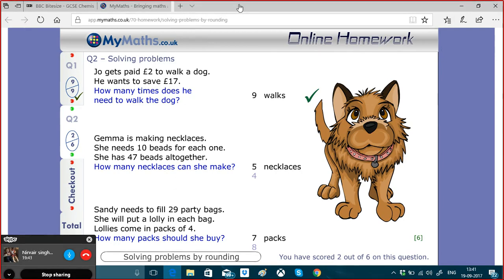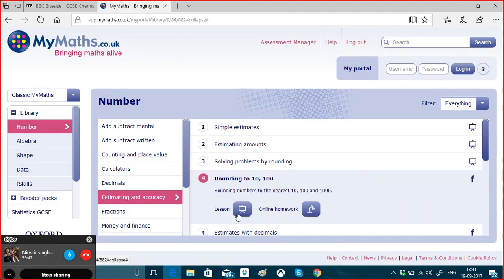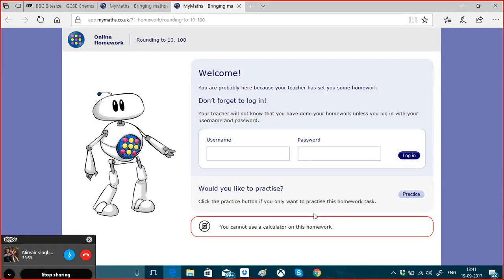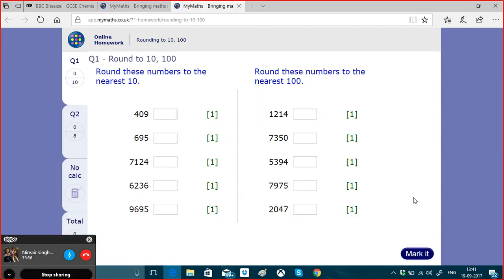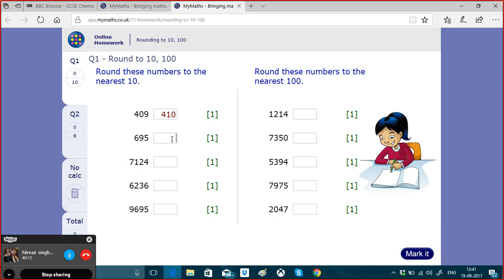Yes. Great. Now, here's your next question. Rounding to 10 and 100, that's the next one. Rounding to 10 and 100, we have to do that. So now, question, yes. Round the numbers to the nearest 10. 400. No. 410. Yes, they are saying nearest 10. 695. 600 and 700. Okay, 700. Sorry.